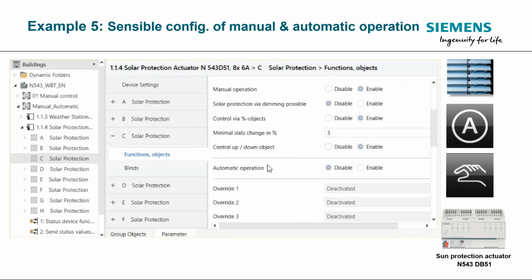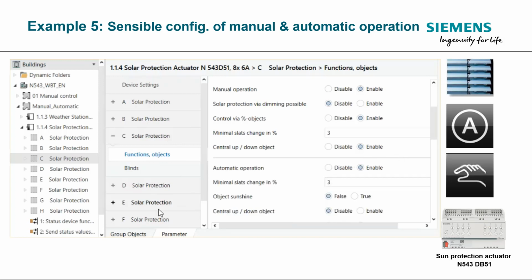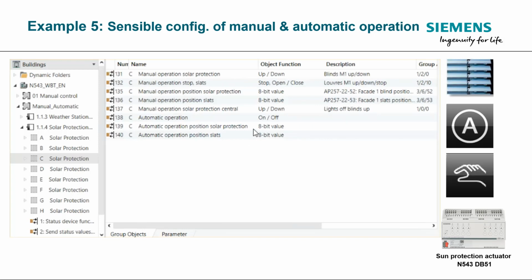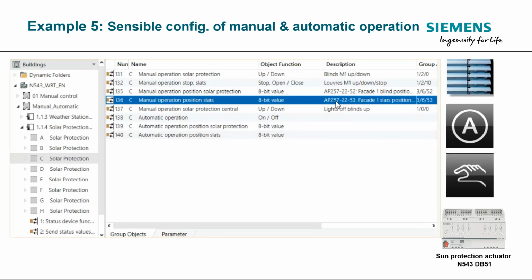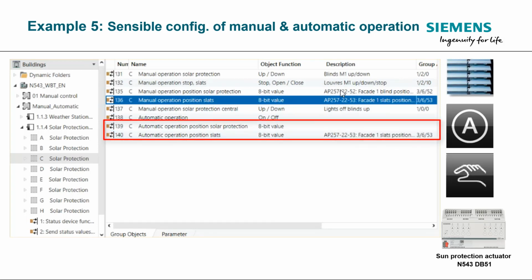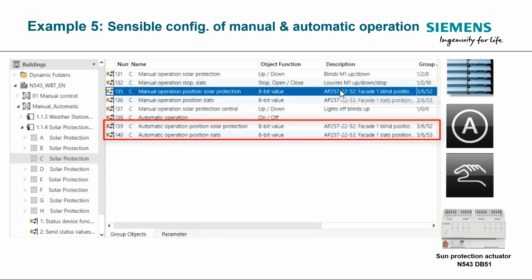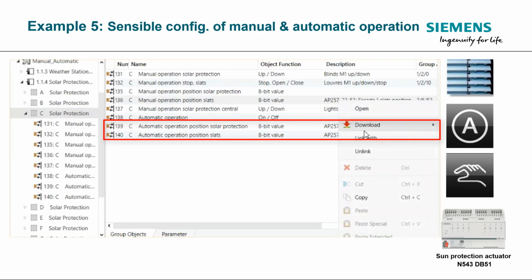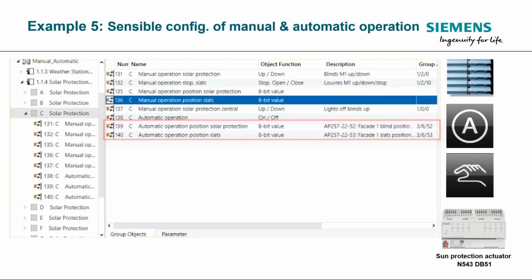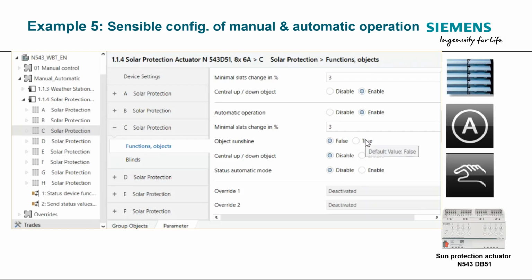For this reason, the parameter for enabling automatic operation is located further down. This means that two new 8-bit objects are now displayed in the minimum case. If these are connected to the weather central, it only has an effect on the control in the operating mode automatic. The automatic mode itself now has further options.